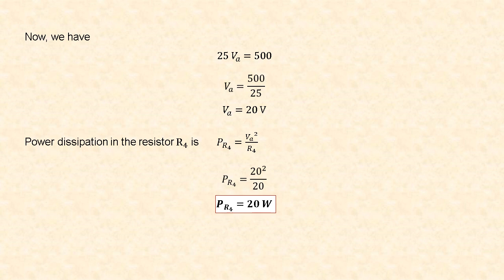Now the power dissipation in the resistor R4 is equal to VA square by R4. So we have VA is equal to 20 volt and R4 is also 20 ohms. So substituting for that, we have PR4 is equal to 20 watts. So the power dissipated in the resistor R4 is equal to 20 watts.